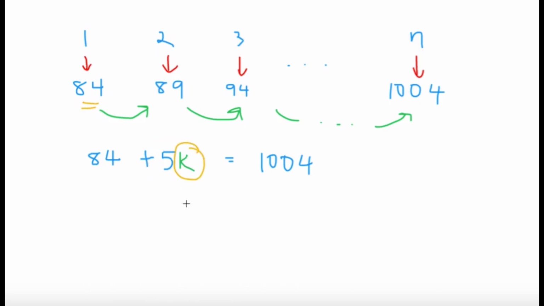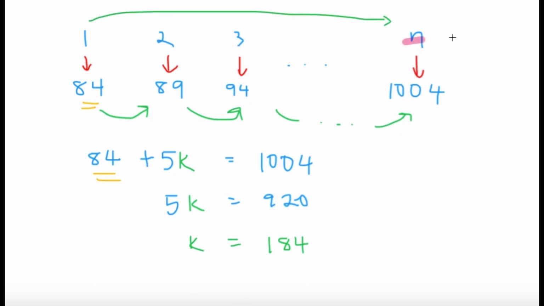So we add the 5, k times. Let's solve for k. For 84, I will add the 5, which is the common difference, k times, to reach 1004. So 5k is equal to 1004 minus 84. That's going to give us 920. Solving for k, we get that k is equal to 184. So we add a total of 184 times. So from the first term until the last term, this would not be 184 but 185, a total of 185 terms since we added 184 times.